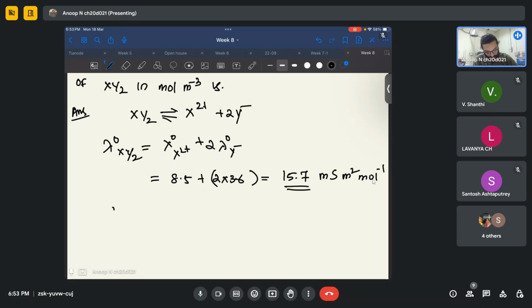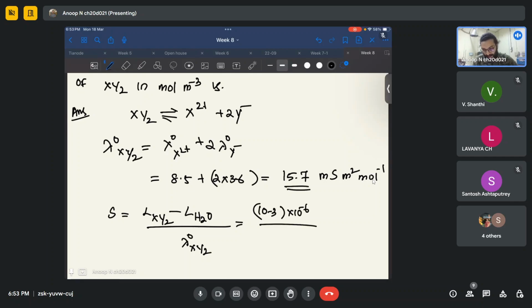So how can we, solubility is equal to L of XY2 minus L of H2O divided by lambda 0 XY2, which is nothing but 10 minus 3 into 10 raised to minus 6 divided by 15.7 into 10 raised to minus 3. So the answer will be 4.46 into 10 raised to minus 4 moles per meter cube.